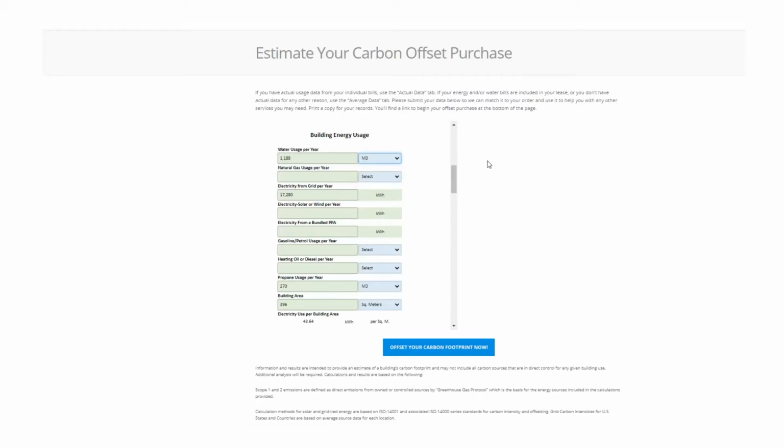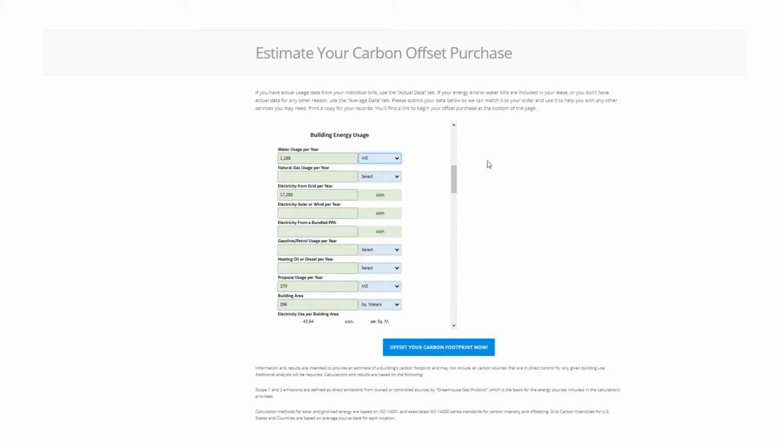In this building example, the water usage was 1,188 cubic meters. There was no natural gas usage. And our electricity usage was 17,280 kilowatt hours for 2019. There was no solar or wind or renewable energy usage. Gas, heating oil, and diesel was also not part of this building operation. However, 270 cubic meters of propane was used.